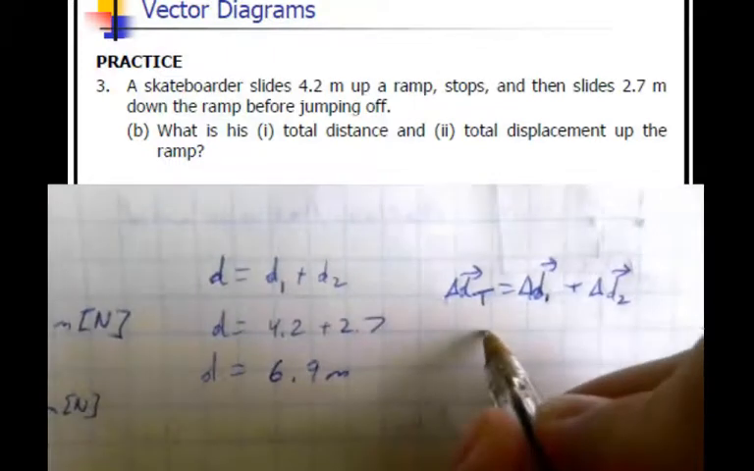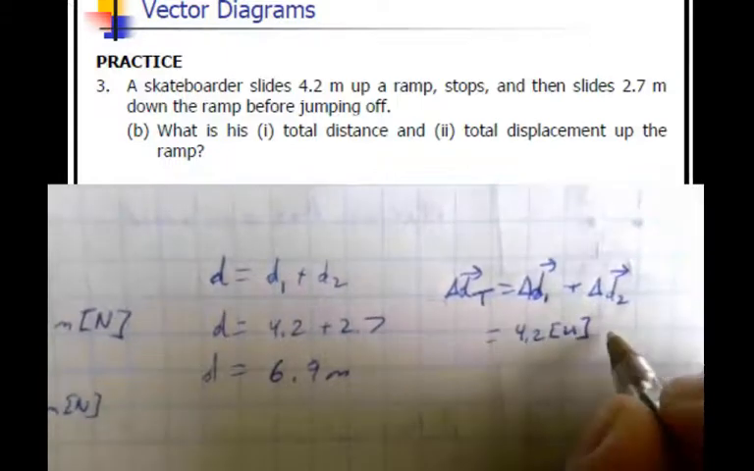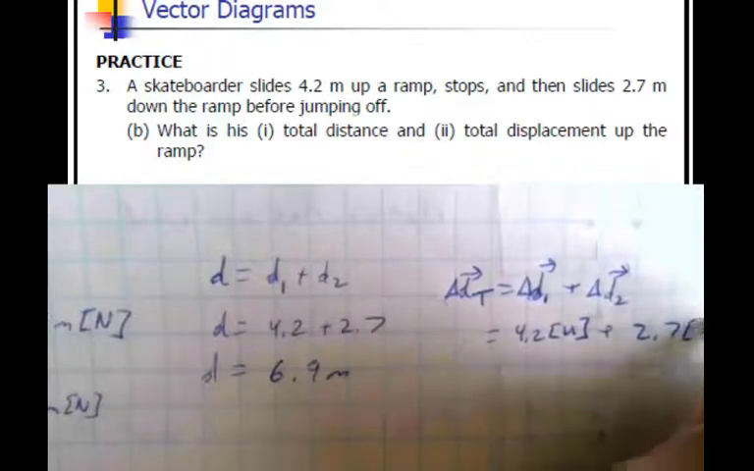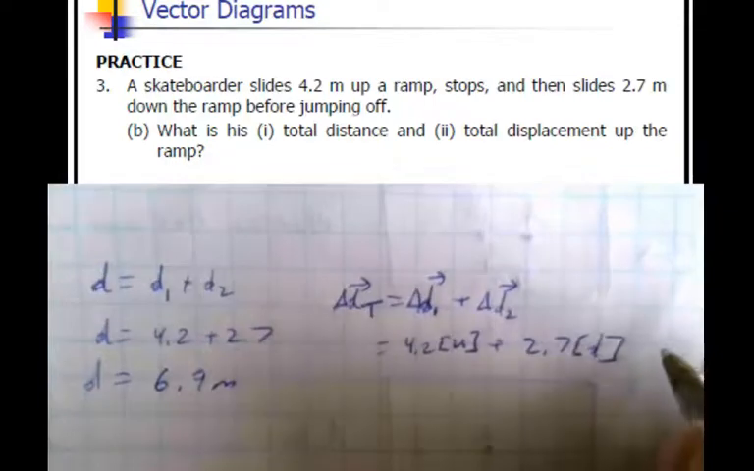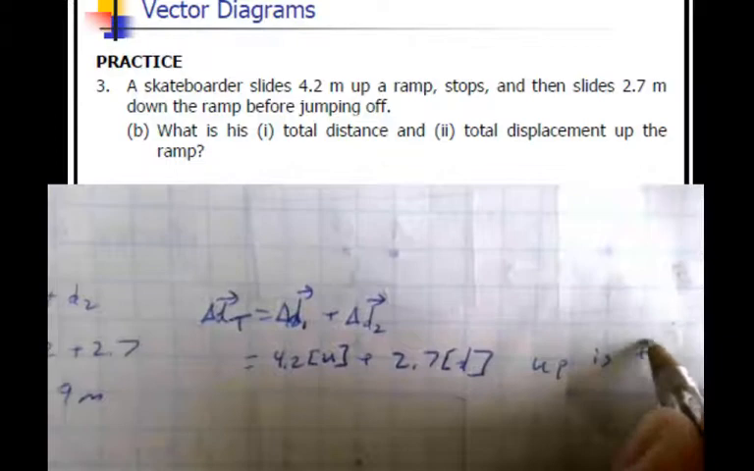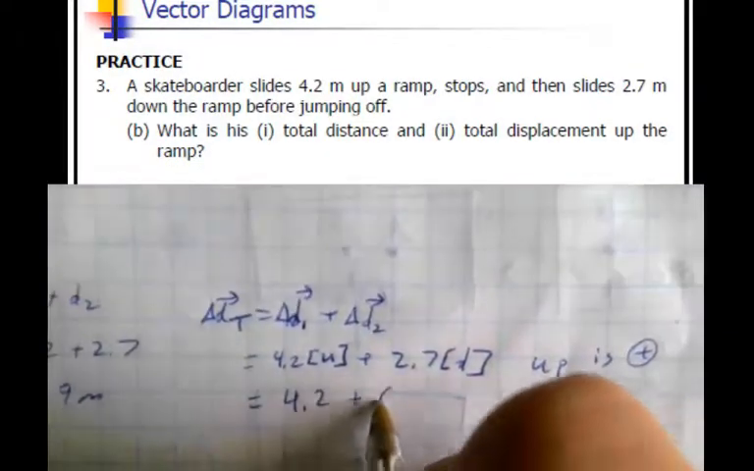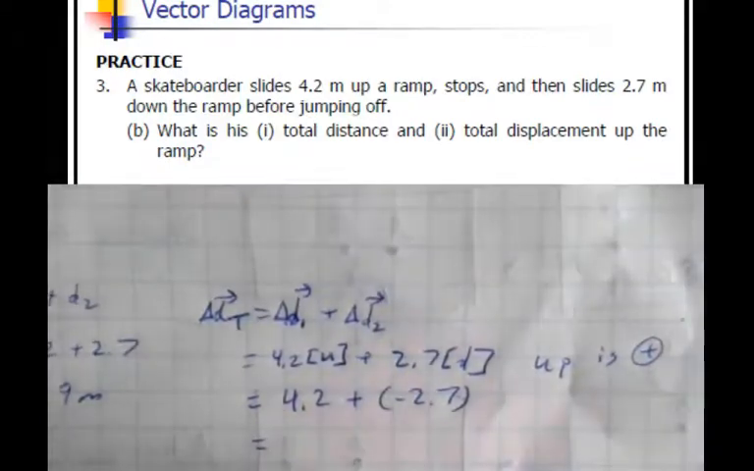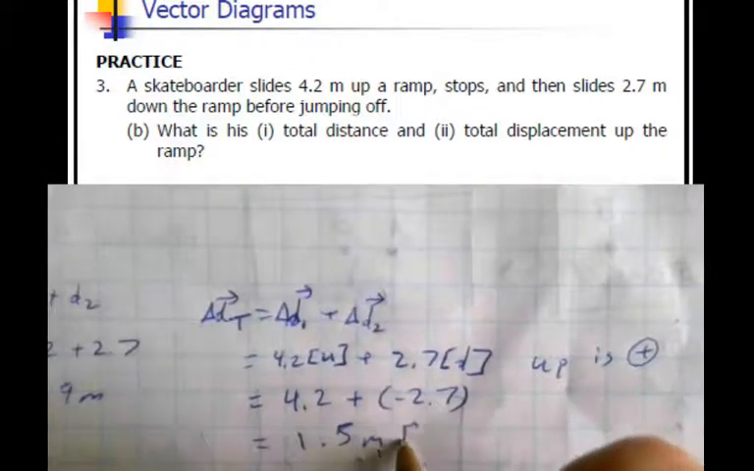My first displacement is 4.2 up. I'll put a U for up. My second displacement is 2.7 down. And I will say, let's say up is positive. That means I can rewrite this without the directions: 4.2 plus negative 2.7. And 4.2 minus 2.7 is 1.5 meters, and we're left with the direction up.